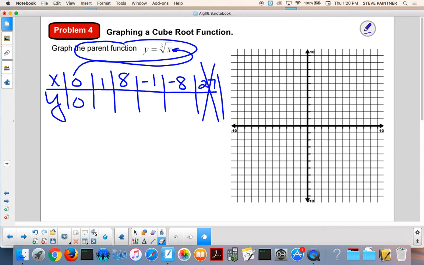Cube root of 1, 1. Cube root of 8, 2. Cube root of negative 1, negative 1. Cube root of negative 8, negative 2. Okay, good. There it is. This is the parent. Graph it and check it out. See what it looks like. I'll give you 30 seconds.